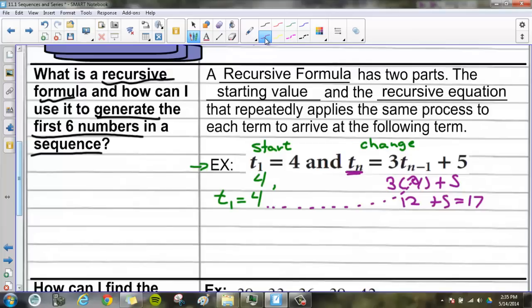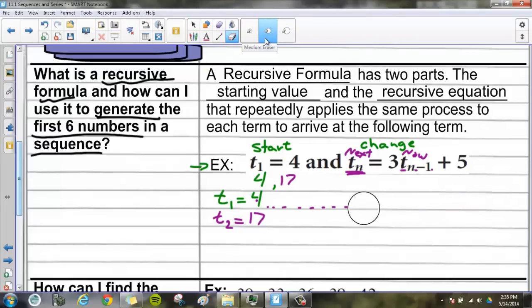So notice, think of this as your next term, and this t sub n minus 1 is your now. Right now we were at 4, and the next is found by plugging the now into this formula to get the next, okay? So our next one, our t sub 2, is equal to 17. So we put a 17 in there, and then we repeat this process again.